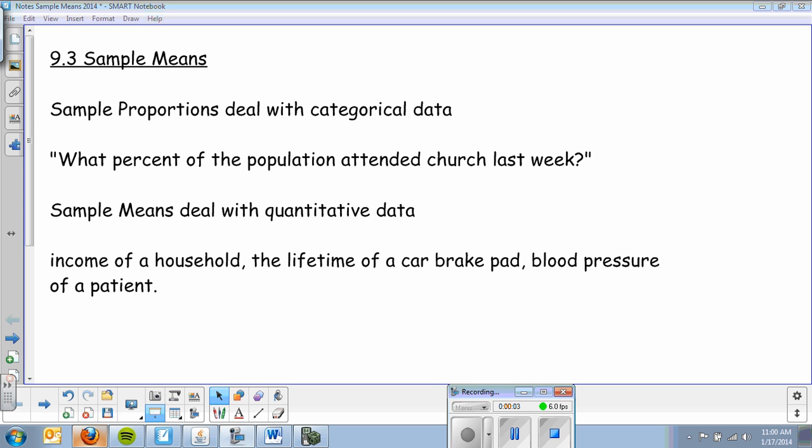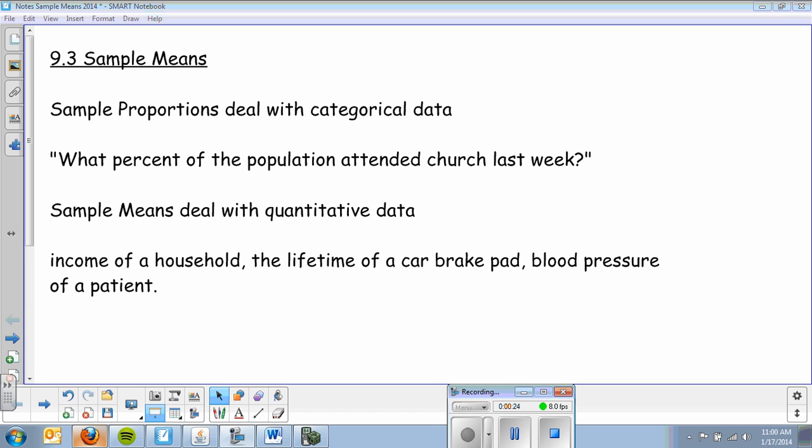Here's a video for chapter 9.3 on sample means. In the last chapter we talked about sample proportions and that those deal with categorical data. Oftentimes they're yes or no questions or percentages. For example, what percent of the population attended church last week? Sample means deal with quantitative data.